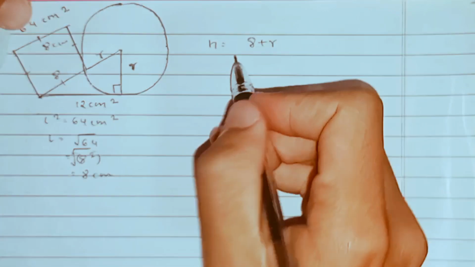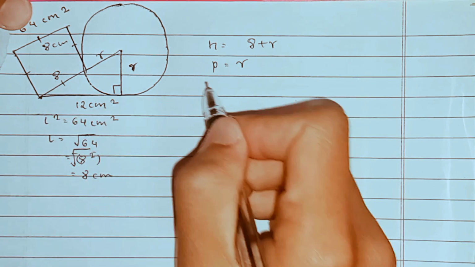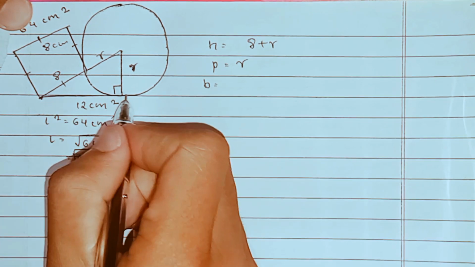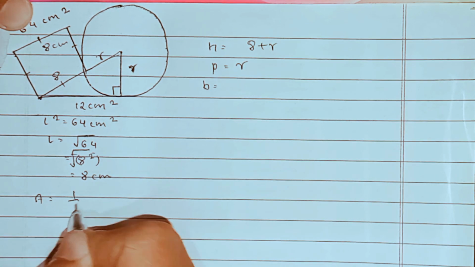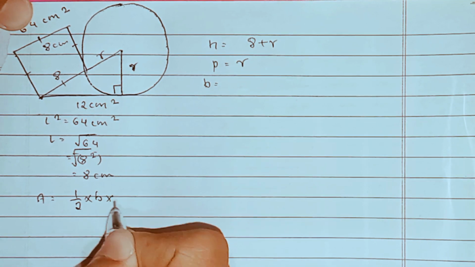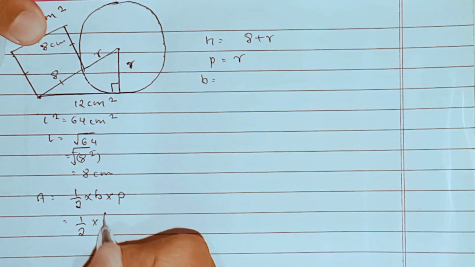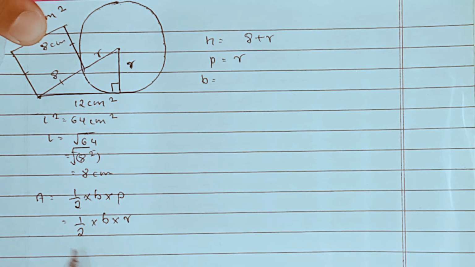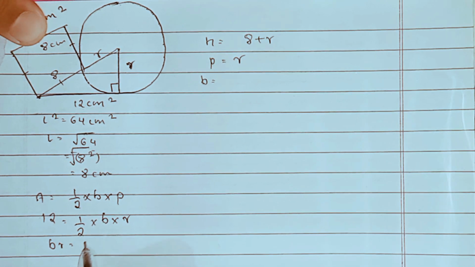The perpendicular is r. Now we have to find the base. The area of this triangle is 12 cm square. So the area of a triangle has the formula 1 by 2 into base into perpendicular. So 1 by 2 into base, which we have to find, into the perpendicular, which is r, is equal to 12. So base into r is equal to 24 cm. So we'll use this later.